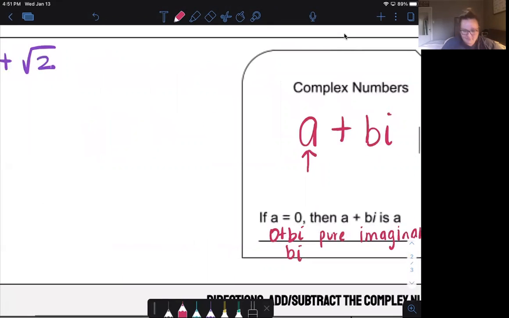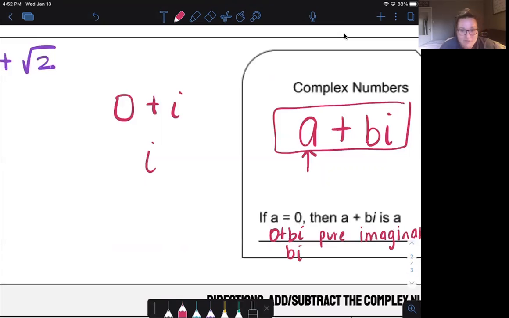But what if you have like 0 plus i, where a is 0 and b is 1? So 0 plus i. Well, what's 0 plus i? i. So i is still technically in the form of a plus bi. a is just 0 and b would be 1. 0 plus 1 times i is just i. So i itself would be a pure imaginary number.